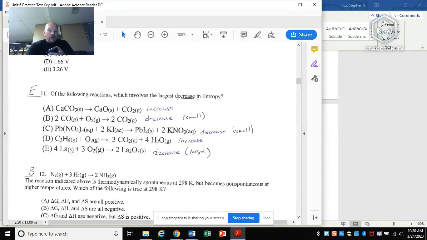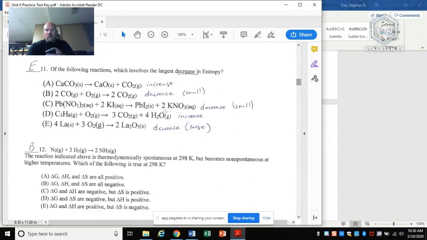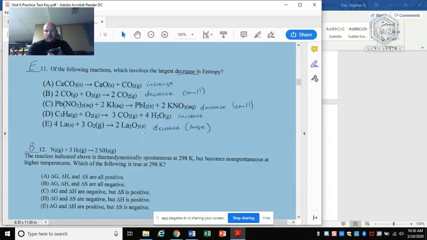And then if we look at E, we have a solid, but we have 3 moles of gas, and now we have 0 moles of gas, and everything's a solid. So that's going to be the largest decrease in entropy. You go from 3 moles of gas to all solid. That's going to be the biggest decrease in entropy, okay?